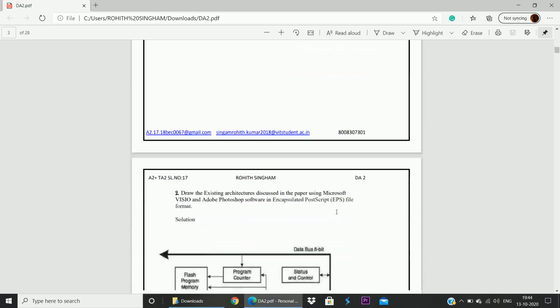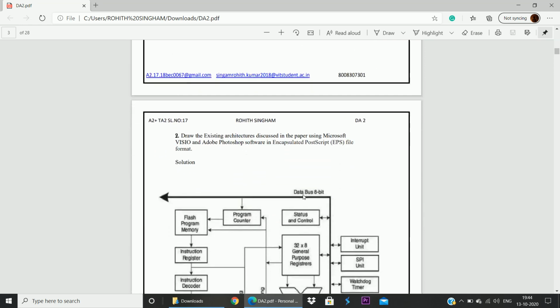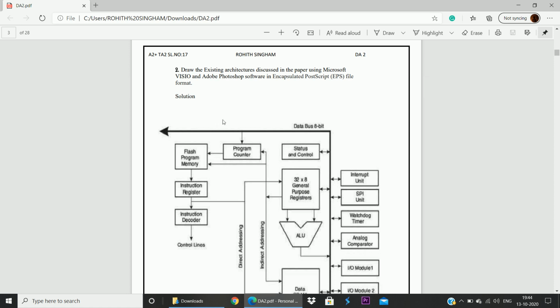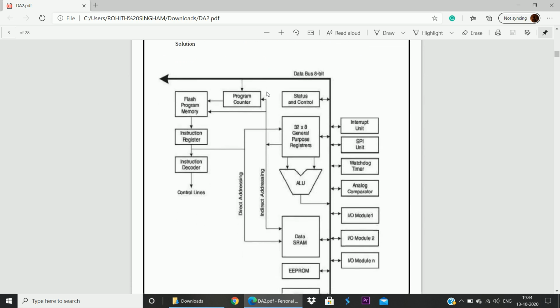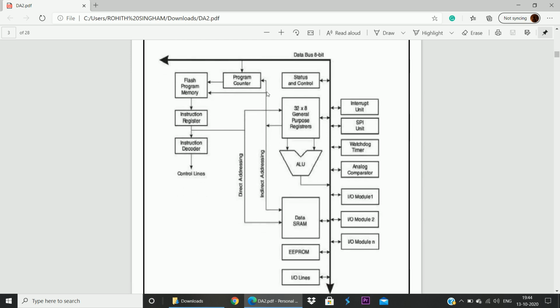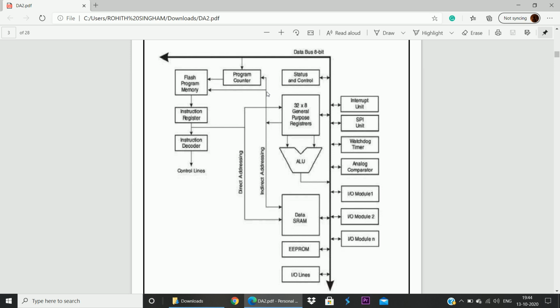Now let's come to the second question: draw the existing architecture discussed in the paper using Microsoft Visio and Adobe Photoshop software in EPS file format. I have gathered information on the existing architecture in my journal paper. So I searched about this architecture, took a screenshot, searched in various sites and picked up the accurate one. For EPS conversion, I used an online EPS converter, but it was not that good. So I did it in this way.